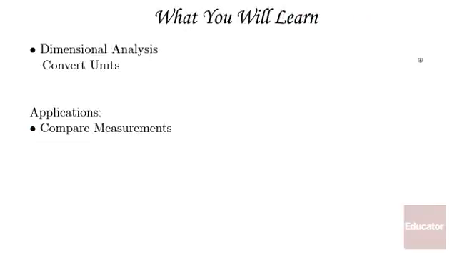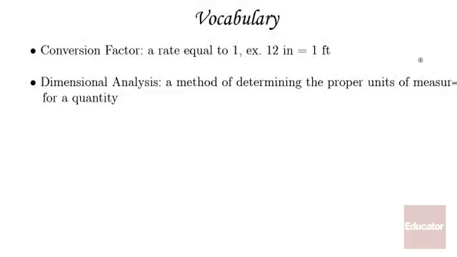In this lesson, you will learn about dimensional analysis, which is also known as converting units. Applications are to compare measurements. A conversion factor is a rate that equals 1. For example, 12 inches equals 1 foot. Dimensional analysis is a method of determining the proper units of measure for a quantity.